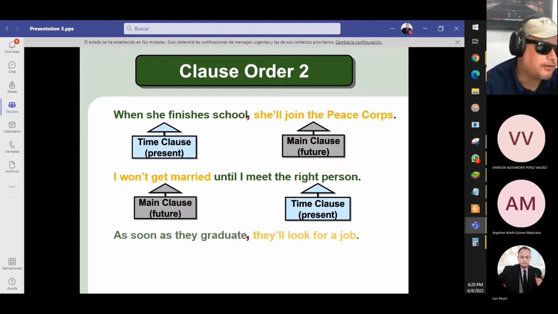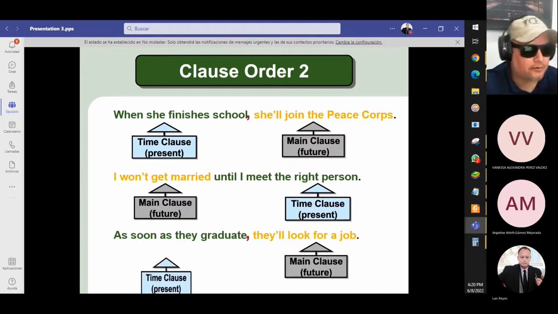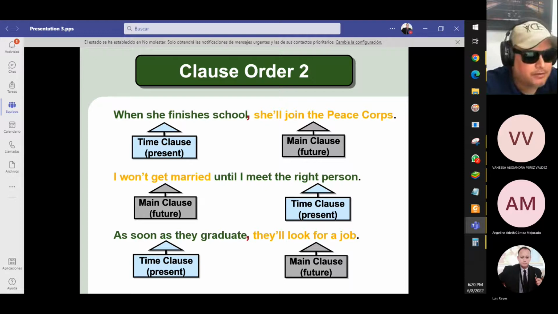And then here we have another example. As soon as they graduate, they'll look for a job. As soon as is the time clause in the present, comma, because it's at the beginning of the sentence. They are going to do what in the future? They will look for a job. They'll look for a job. That is the main clause. It is in the future. We have main clause, time clause.